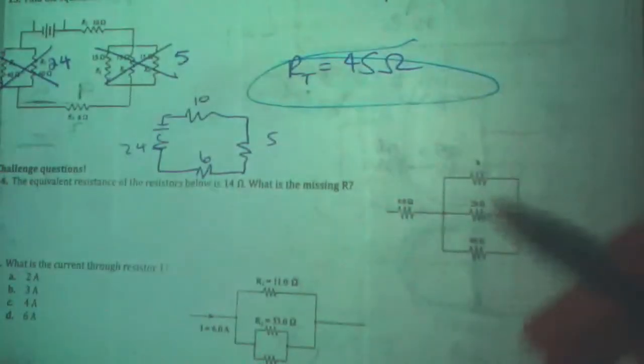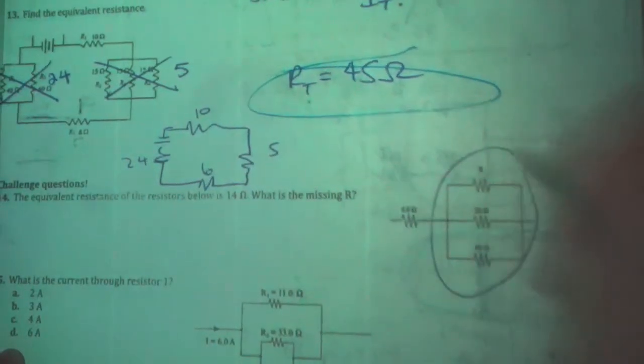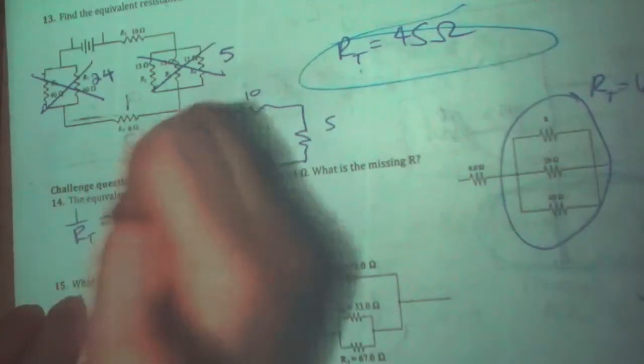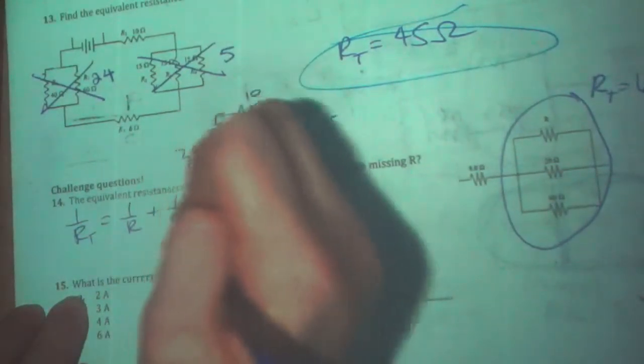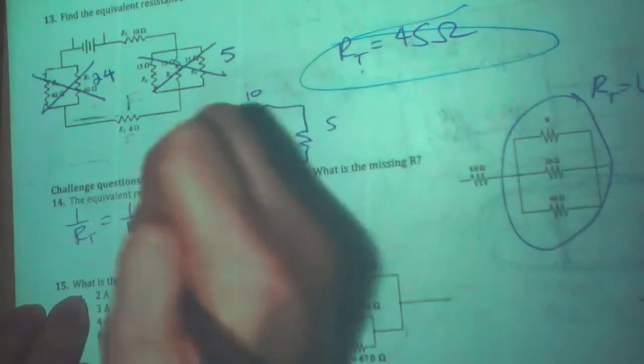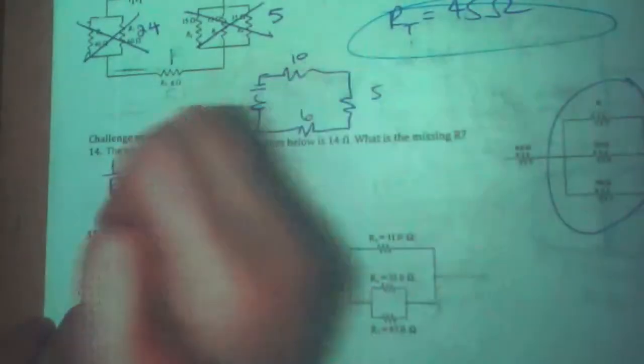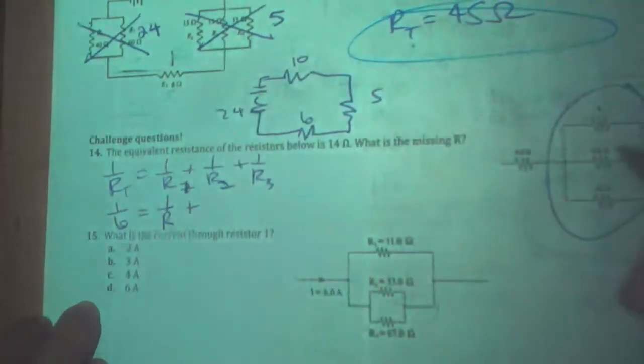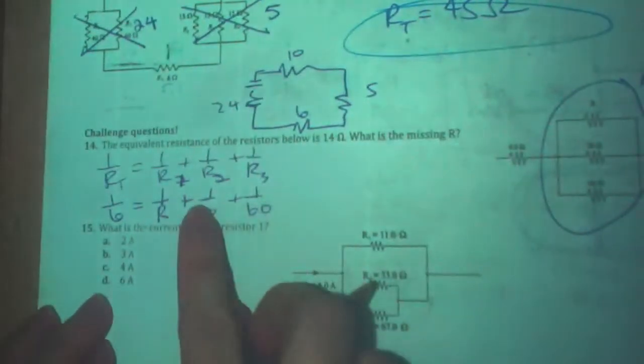The equivalent resistance of all of this is 14, so if this is 8, that means that this right here has an R total of 6. So 1 over R total equals 1 over R1 plus 1 over R2 plus 1 over R3. This is a challenge, you don't have to do this, but in case. So that would be 1 over 6 equals 1 over, I don't know what R1 is, so that's a 1 and 2, plus 1 over 20 plus 1 over 60. So you can add these two, subtract over and 1 over that, and you're going to get 10.